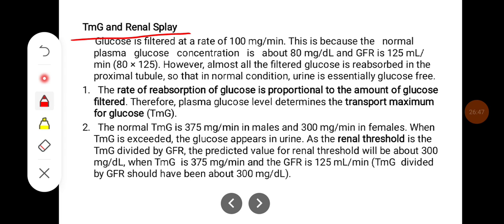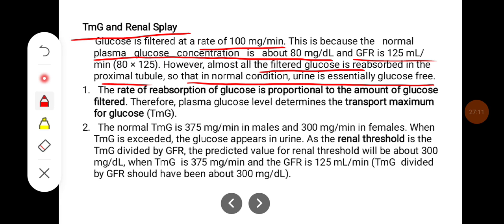Transport maximum for glucose and renal splay. Glucose is filtered at the rate of 100 milligrams per minute. This is because the normal plasma glucose concentration is about 80 milligrams per deciliter and GFR is 125 ml per minute. However, almost all the filtered glucose is reabsorbed in the proximal tubule, so that in normal condition urine is essentially glucose free. The rate of reabsorption of glucose is proportional to the amount of glucose filtered. Therefore, plasma glucose level determines the transport maximum glucose.